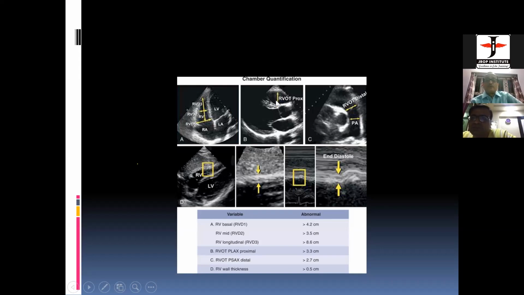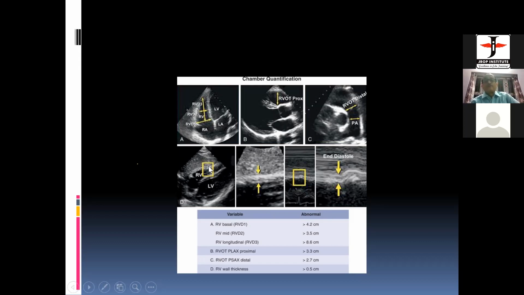This is the RVOT proximal. This is a short axis. This is the RVOT distal. And this is the annulus, that is the pulmonary artery annulus. This is a PA measurement. And this is a measurement of the RV free wall.